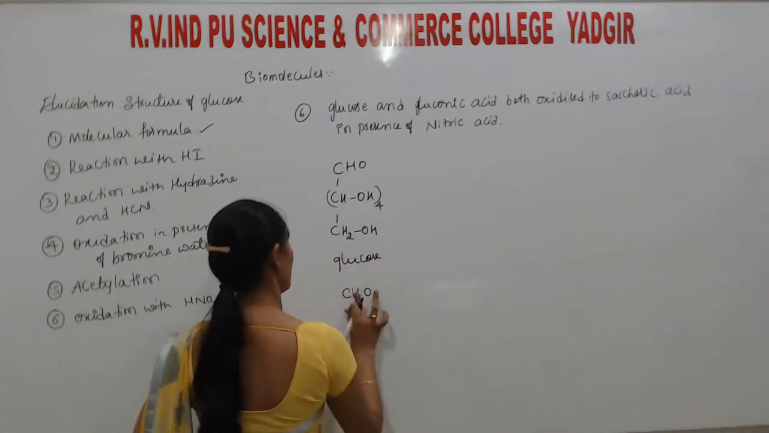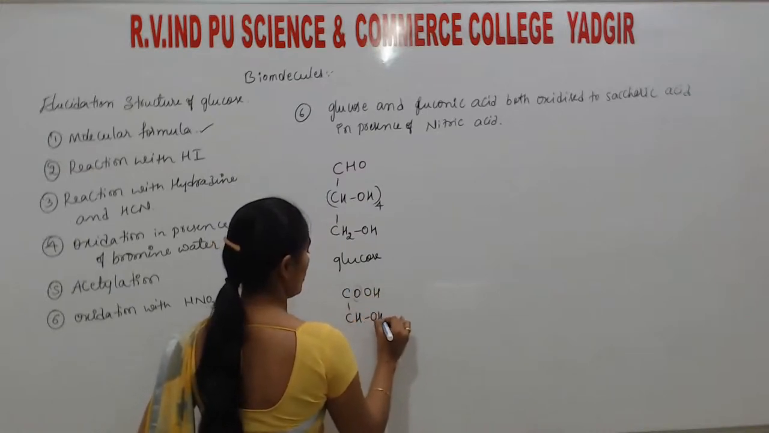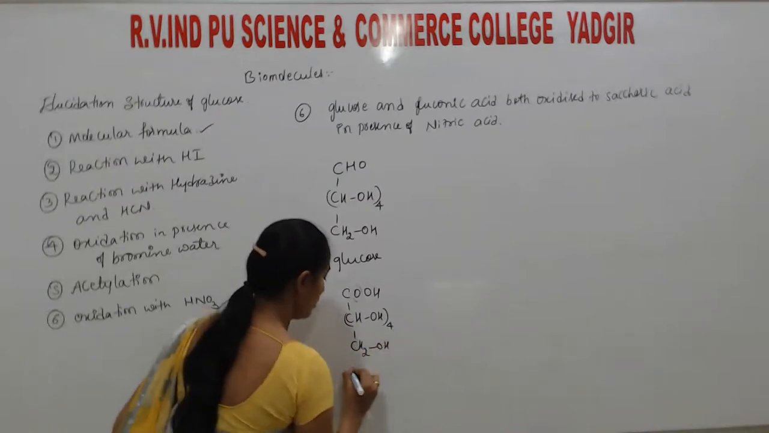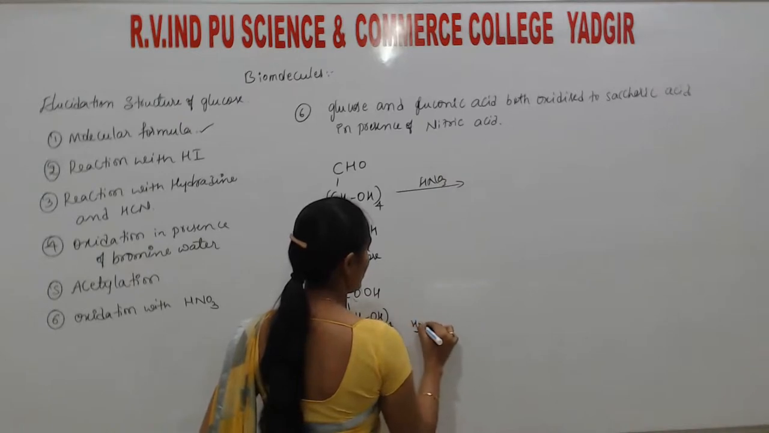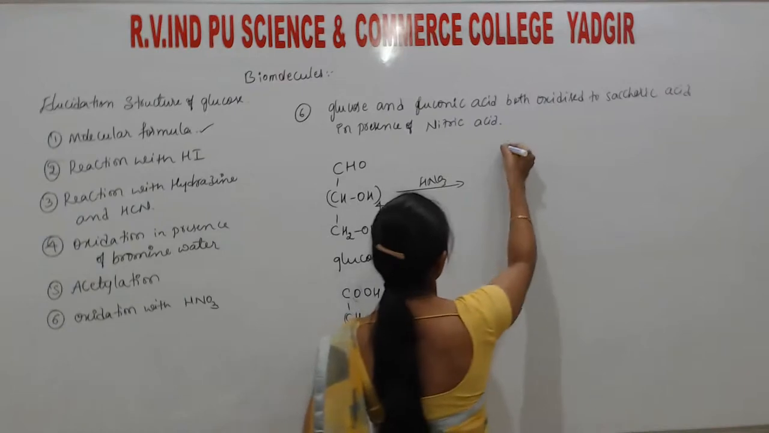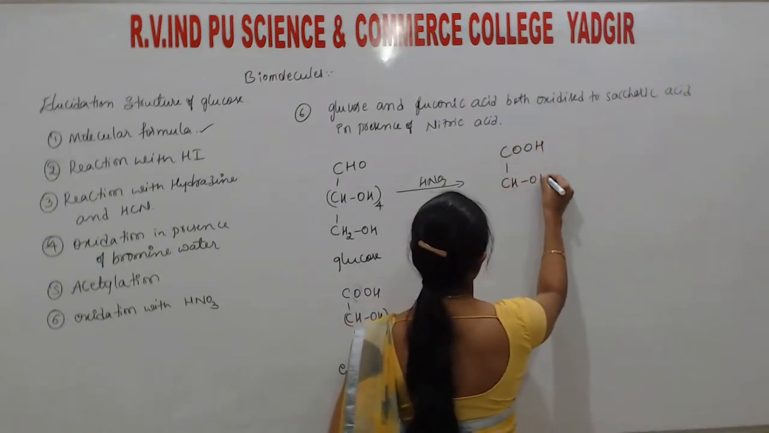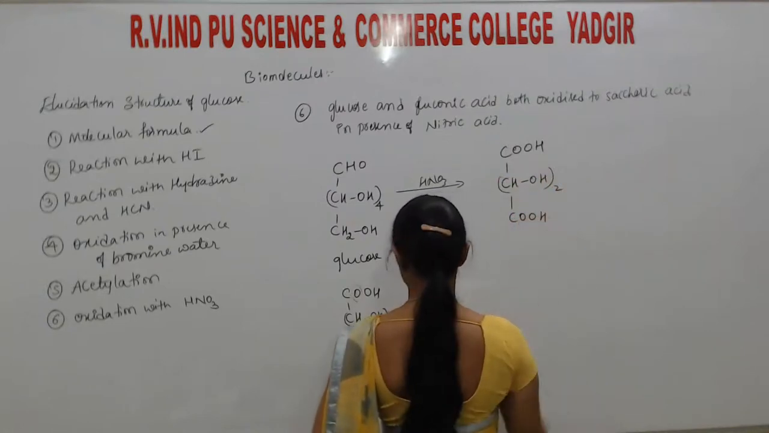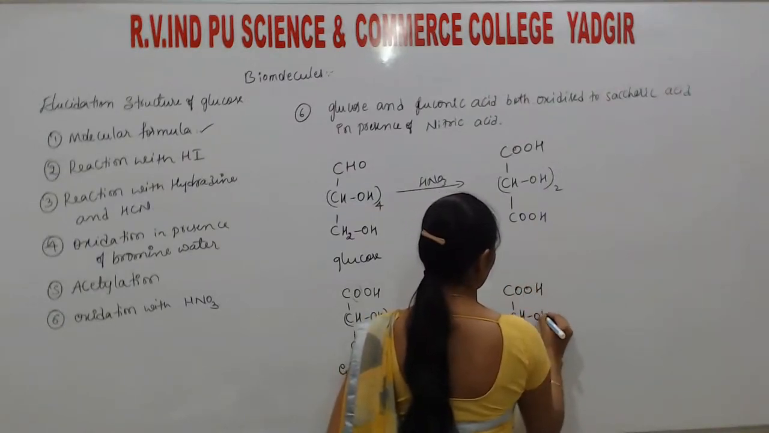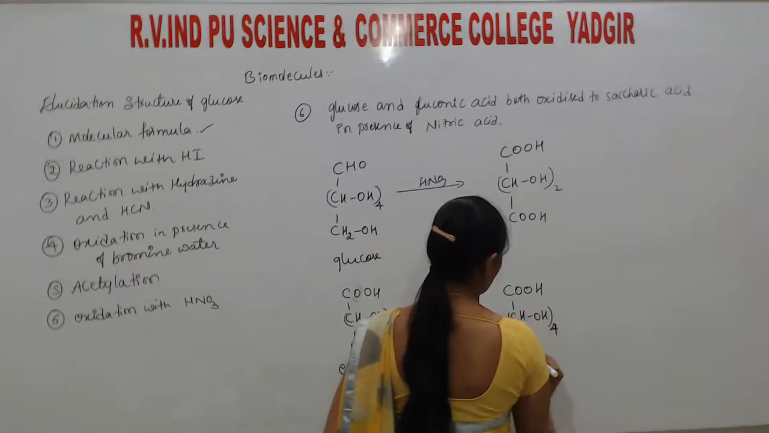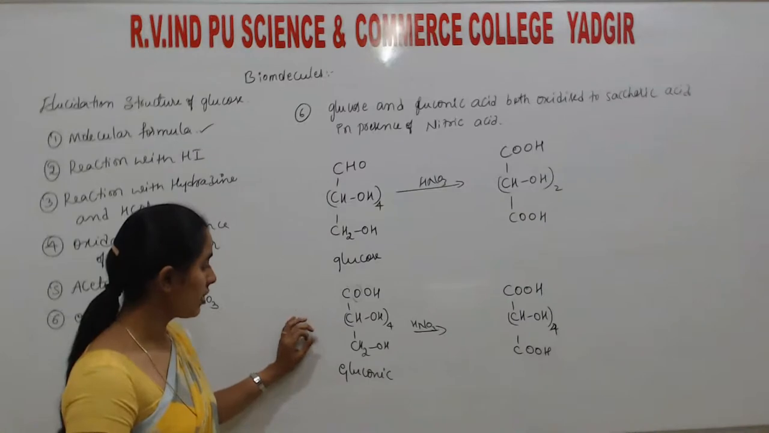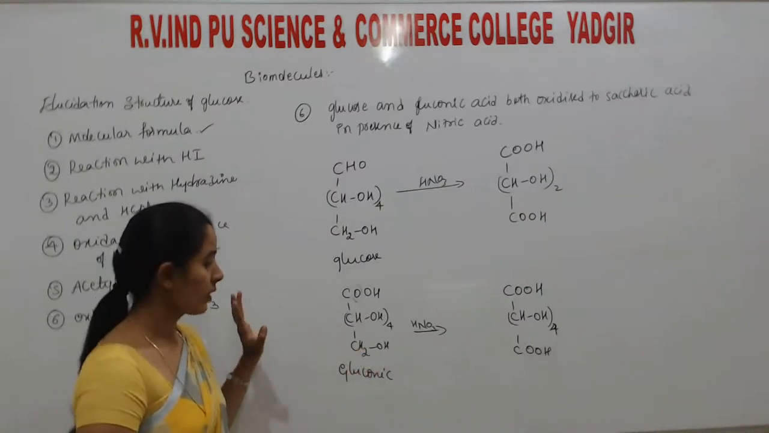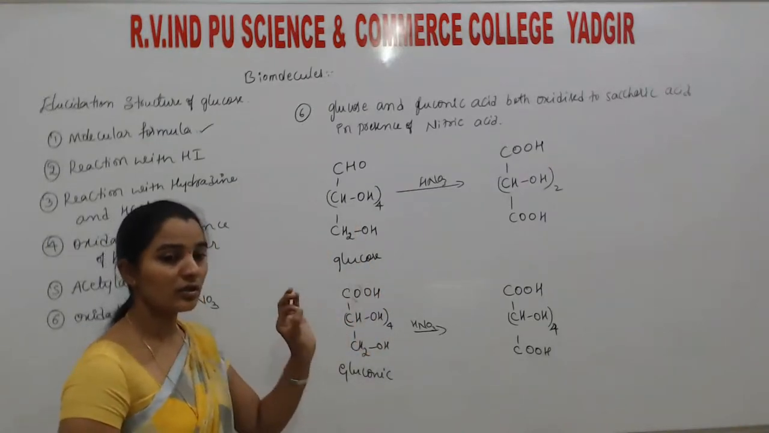Next, CHOH 4 times and CH2OH. This is what? Glucuronic acid. So both undergo oxidation in the presence of HNO3. Therefore, saccharic acid means COOH, CHOH twice, COOH, CHOH 4 times, CH2OH. So students, from this we can easily say the two groups are free, the first and the last carbon atoms having free OH groups. Okay, so this is all about the structure elucidation of glucose.